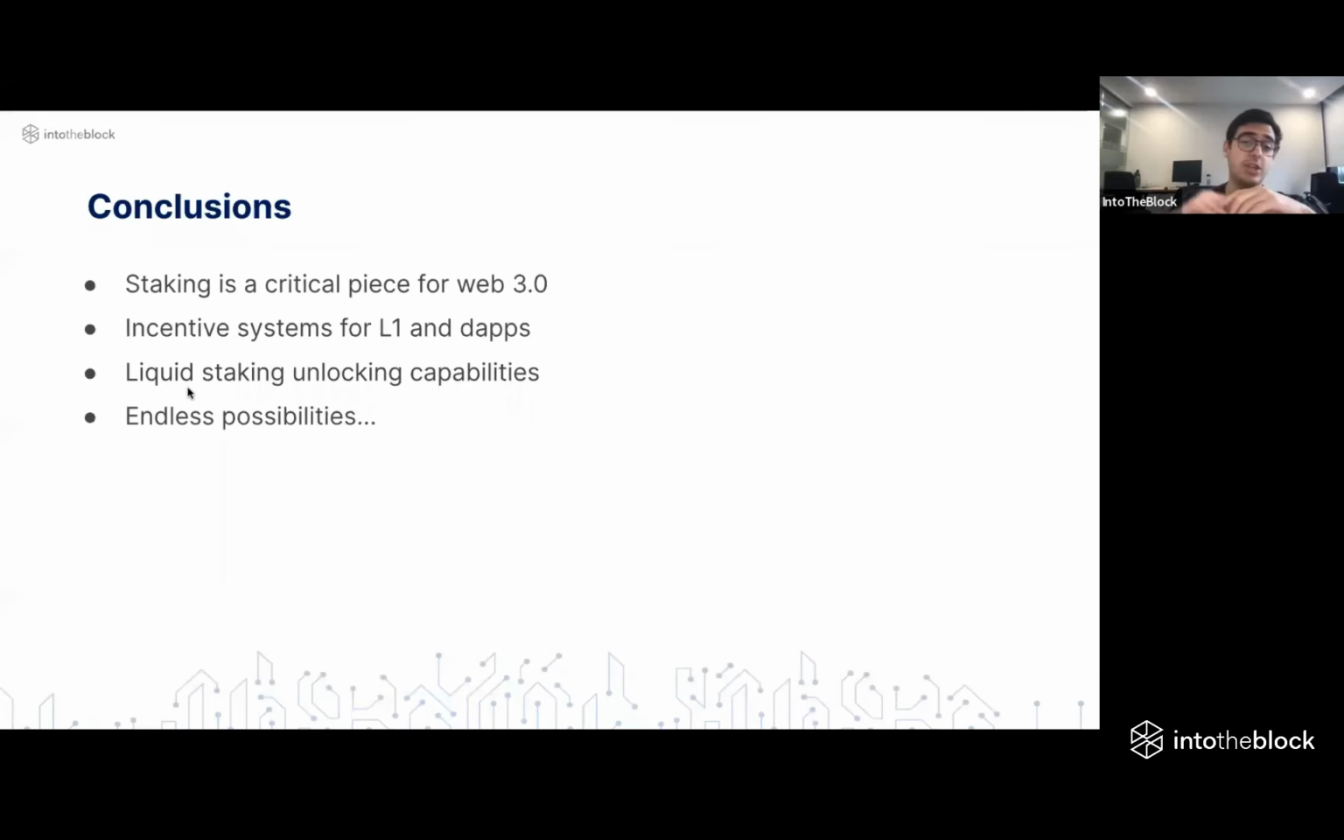Liquid staking is unlocking capabilities. So now you're not having to be subject to the constraints of having a minimum or having withdrawal periods. Liquid staking is able to unlock this for anyone that deposits, as well as being able to build on top of these liquid staking derivatives. And finally, I think there's a lot of potential within this, as cliche as it sounds. Endless possibilities, and I hope you guys are as excited as I am, because there's a lot of interesting and exciting work being built on top of staking.